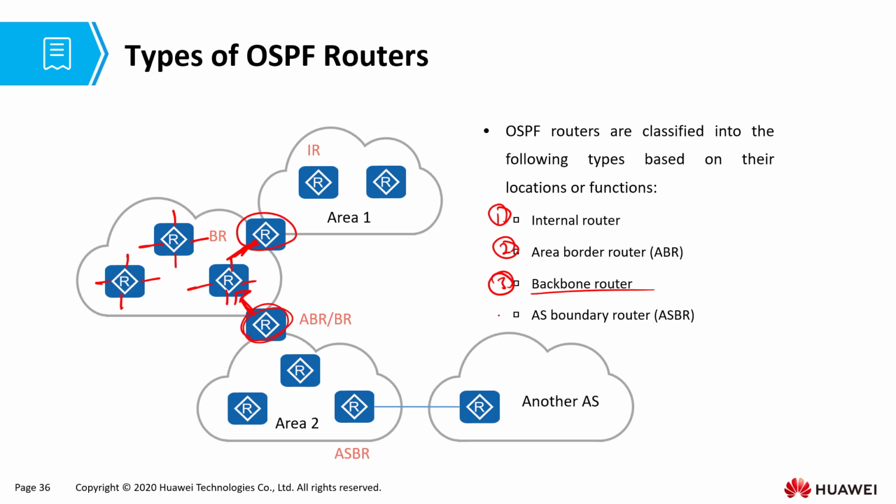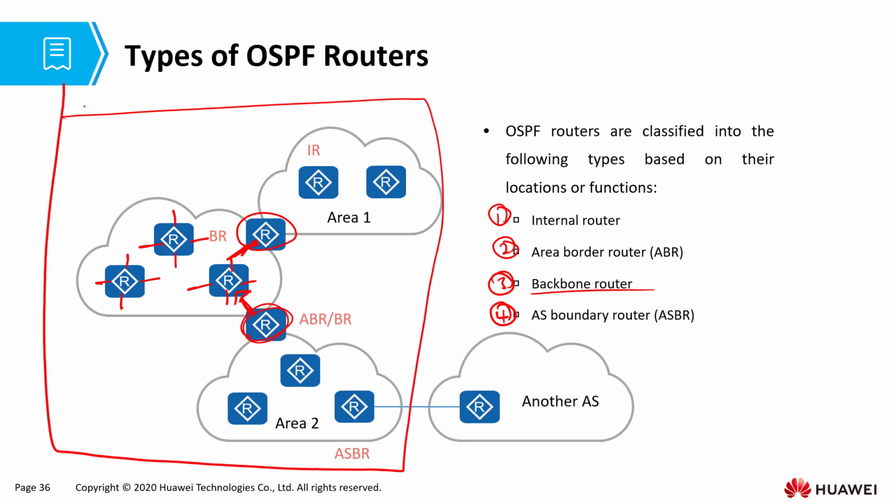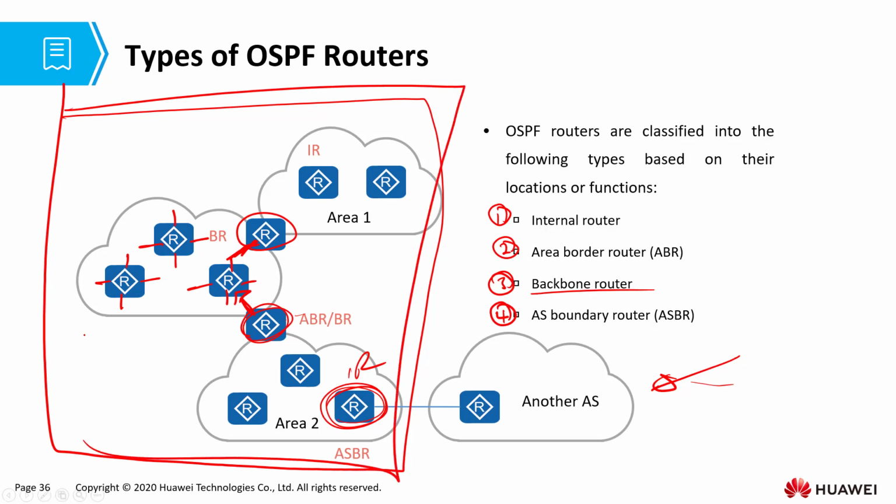And finally, the autonomous system boundary router is the one that connects the OSPF domain to other domains, other autonomous systems. In this example, it is this guy. The autonomous system boundary router can be an internal router, can be an area border router, can really be any router. As long as it connects to an external autonomous system, it is the autonomous system boundary router. It is at the boundary of the autonomous system.